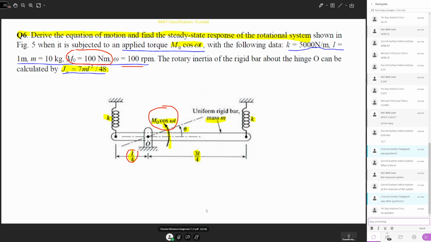The rotational inertia of the rigid body above the hinge O can be given. So the mass moment of inertia for this rigid bar is given as 7 ml square over 48. So if it is given, it's all right. Otherwise, we can also calculate this.